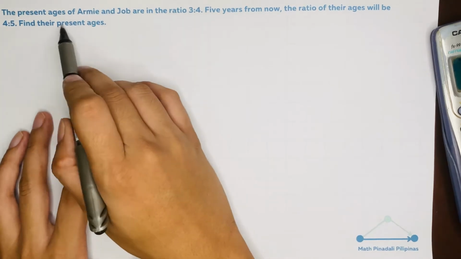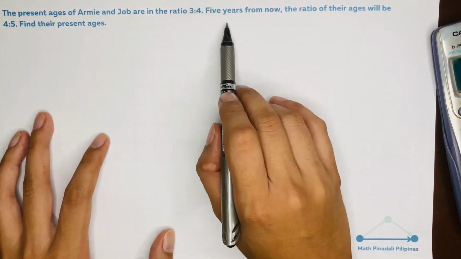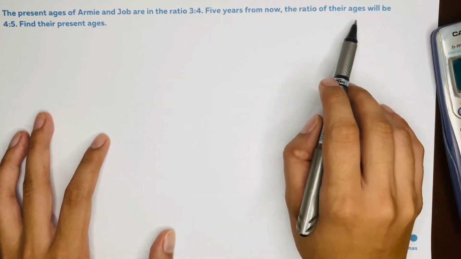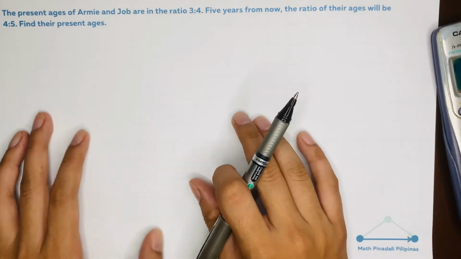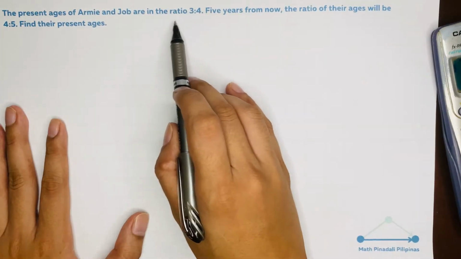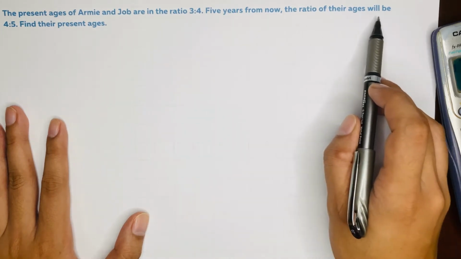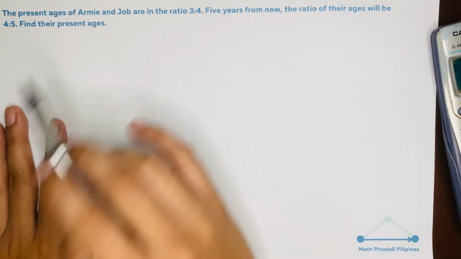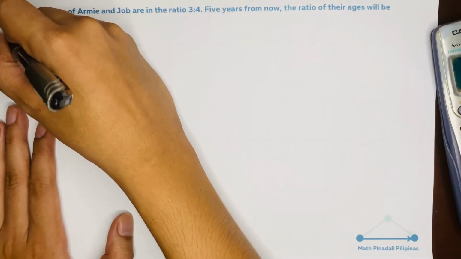The present ages of Armie and Job are in the ratio of 3:4. 5 years from now, the ratio of their ages will be 4:5. Find their present ages. Okay? The present ages of Armie and Job are in the ratio of 3:4. 5 years from now, the ratio of their ages will be 4:5. Find their ages. So, we'll start by writing the given.